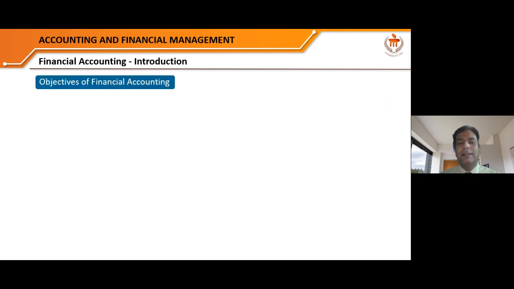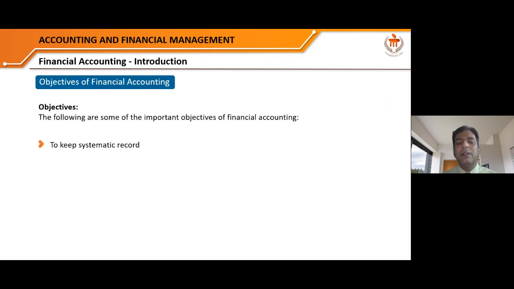We move next. Then we talk about objectives of financial accounting. So what are the objectives? Why do we need financial accounting? What are the requirements of financial accounting? So financial accounting is basically used for these objectives. First is to keep systematic record.